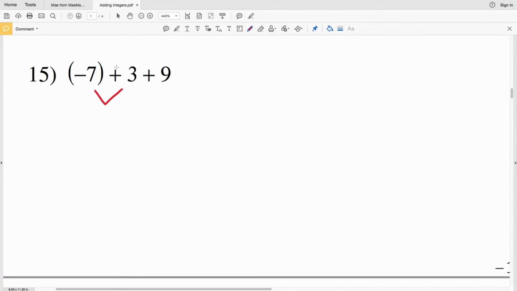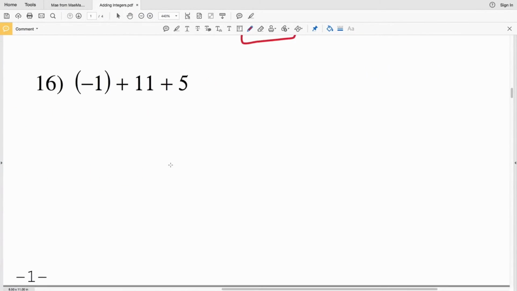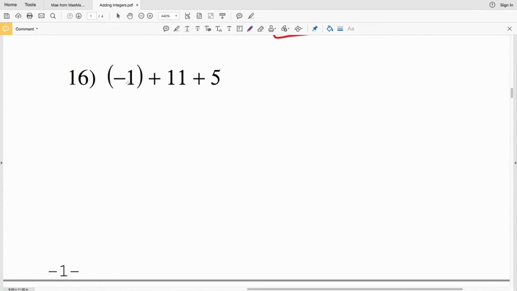So negative 7 plus 3, we're moving to the right, but we're still in the negatives. So we're going to have a negative 4 plus 9, and that's going to give us a positive 5. For 16, we have negative 1 plus 11, so that's going to be a positive 10. And we're going to have to add 5 to give us a positive 15.